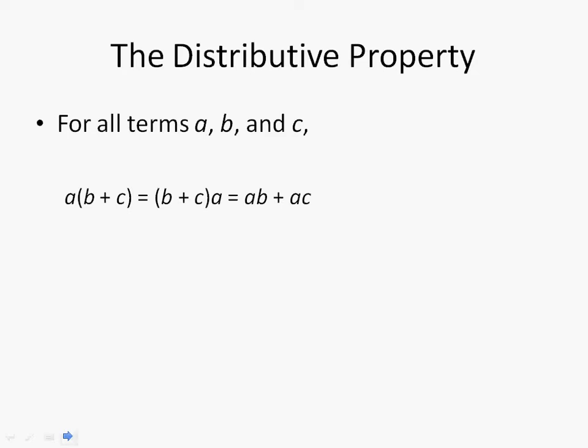The main concept with this is if you have a number or a letter and it's touching parentheses and there are things being added or subtracted in the parentheses, you're going to multiply the outside number that's touching those parentheses to both of the terms that are inside. And it doesn't matter whether the number or the variable that's touching the parentheses comes first or it comes after the parentheses. So I can take this a and I can multiply it to both the b and the c and then add them up. And the same thing here.